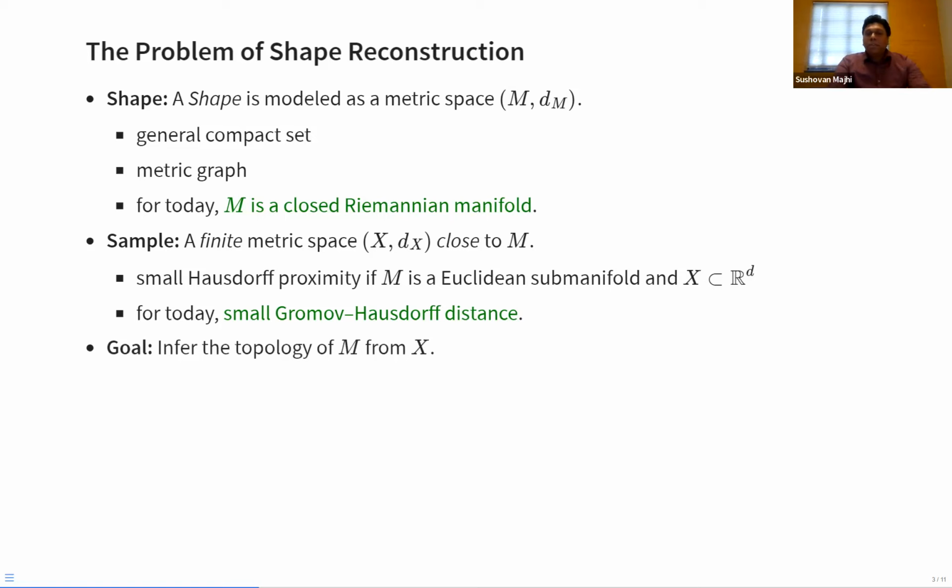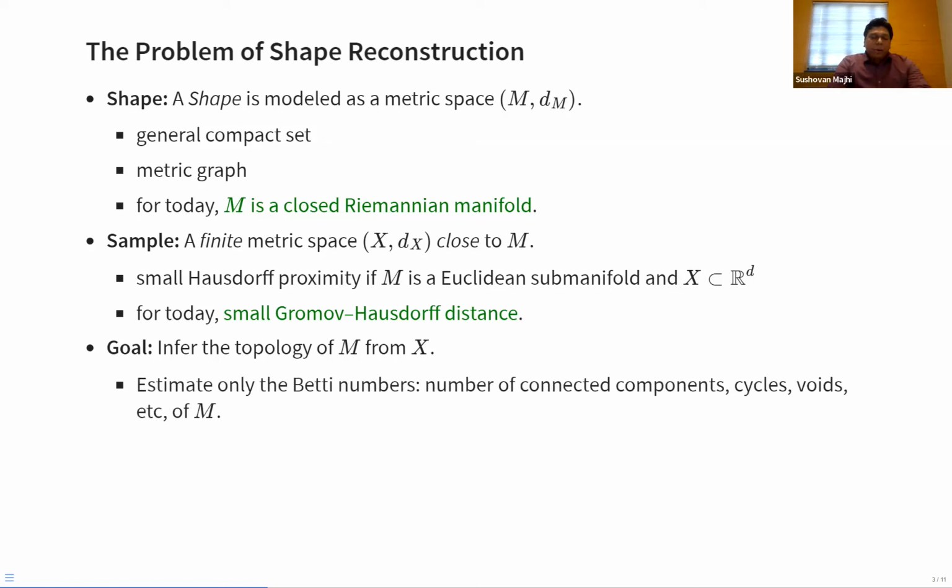Our goal would be to infer the topology of this hidden manifold M just from the sample X. By inferring the topology, one can possibly ask for the calculation of the Betti numbers. For example, how many connected components in 0 dimension, or in 1 dimension, how many cycles M has, or in higher dimension, how many voids, and so on. You can keep going, but this would give you just the topological features, not the exact topology of them. But if that's what we're interested in, one can definitely do so.